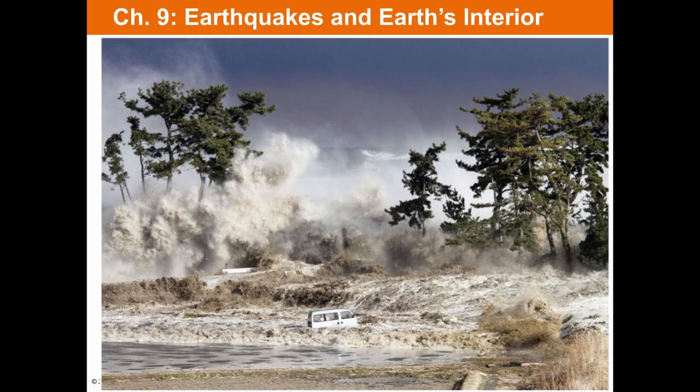In this chapter, we're going to cover earthquakes and the Earth's interior. Right off the bat, we see a lot of destruction in this first image. This is, most likely, I'm going to infer, a tsunami that is a direct result of an earthquake. We're going to go through a series of 6 images showing the potential catastrophe that can result from an earthquake.